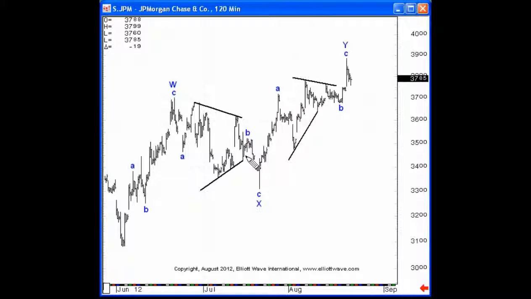For example, the running triangle in wave B. There's nothing wrong with that. And here we have another running triangle in the wave Y formation. The rules and guidelines of the wave principle are adhered to with this interpretation. So this interpretation is, of course, a correct interpretation. If you labeled this price chart of JP Morgan this way, there is nothing wrong with it.